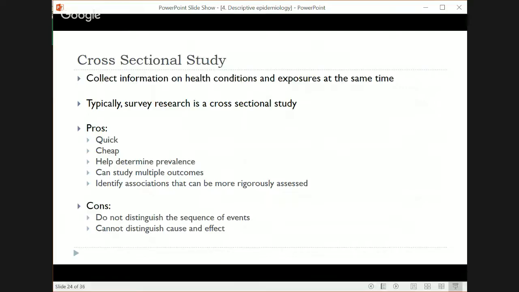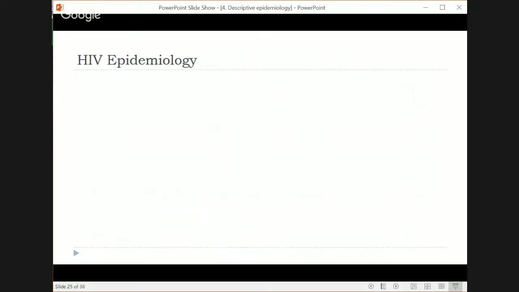Did the school stress levels, high school stress, precede high depressive symptoms? Or did high depressive symptoms lead to reporting of high school stress? You're depressed, so you're also stressed about school, versus you're stressed and it's causing you to be depressed. So in a cross-sectional study, we cannot distinguish cause and effect because you're collecting information on exposures and health conditions at the same point in time.